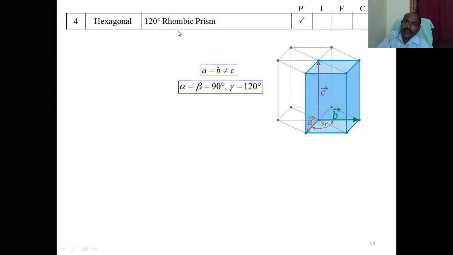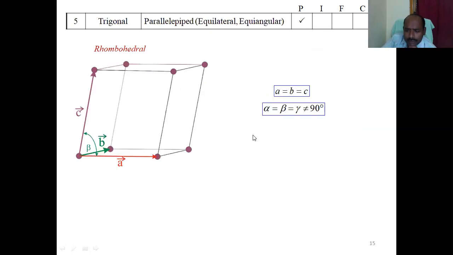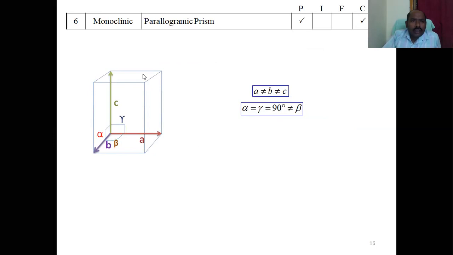120-degree rhombic prism. Generally, a 120-degree rhombus is a 2D object, and in 3D we call it a prism. Here also we have only primitive, no other lattices. Here, monoclinic or parallelogram prism. Here two angles are 90, but not the third angle, and the sides are also not equal. Therefore, we have shown here that the primitive lattice exists, that means lattice points at corners, and the end-centered lattice also exists in this case.